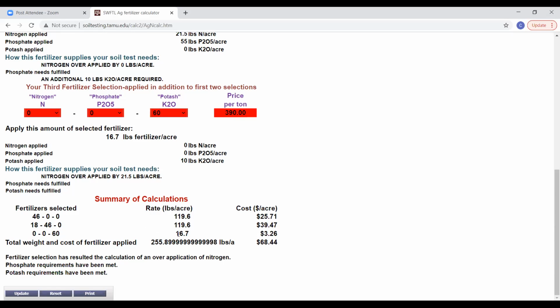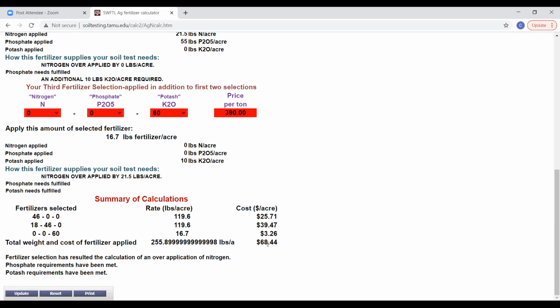And for us to get 10 pounds of potash per acre, it's going to take 16 actual pounds per acre of potash, costing us $3.26 per acre, giving us a total application rate of 255 pounds and some change per acre of this fertilizer blend, and it's going to run $68 per acre to put this blend down.